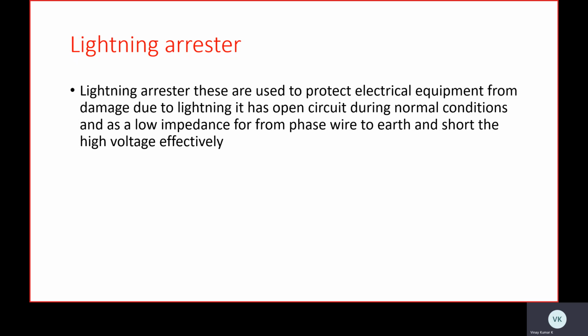So how does the lightning arrester actually work? During normal condition, it keeps the circuit closed, and during abnormal conditions, that is when a high voltage forms, what happens? It automatically opens the circuit, and it creates a low impedance path between the phase wire and earth, and this automatically decreases the high voltage effectively.